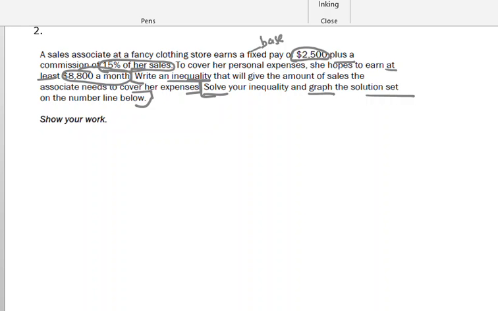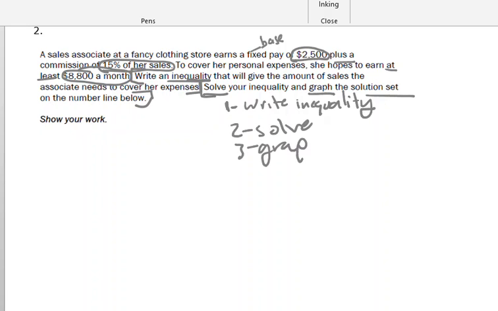So in this one, I actually am told to do 3 things. First, I have to write the inequality. Then I need to solve it. And then I need to graph it. Okay, and I'm just writing that as a little note to myself.